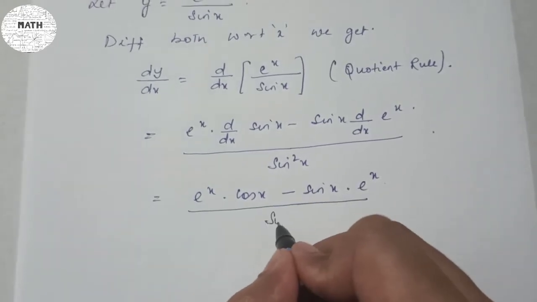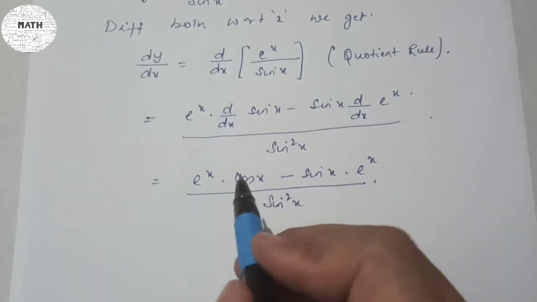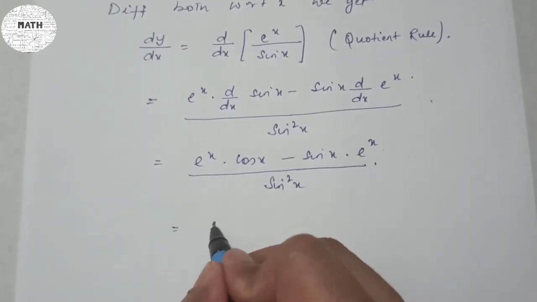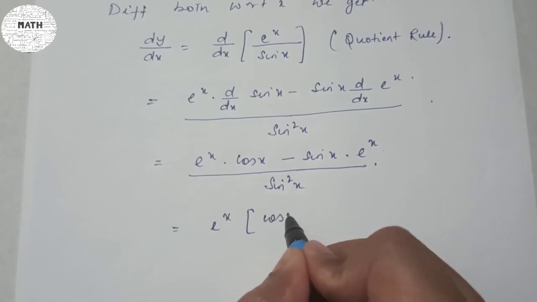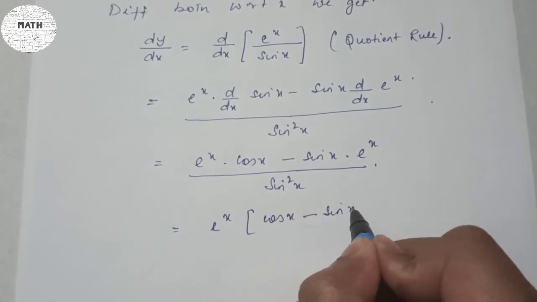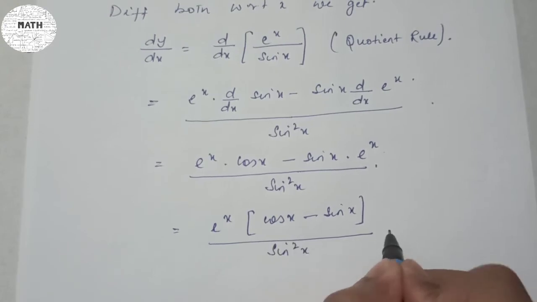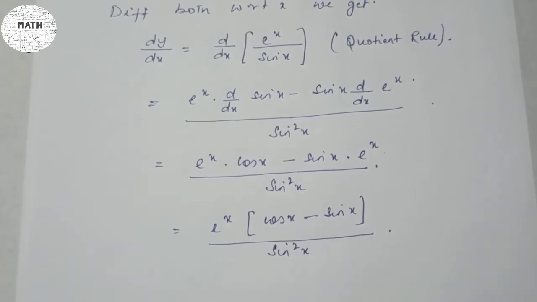Now in the numerator, I've got e to the power x common, so I'm going to take that. So the answer will be e to the power x times cos x minus sin x, divided by sin square x. So that's all about your question number 1.